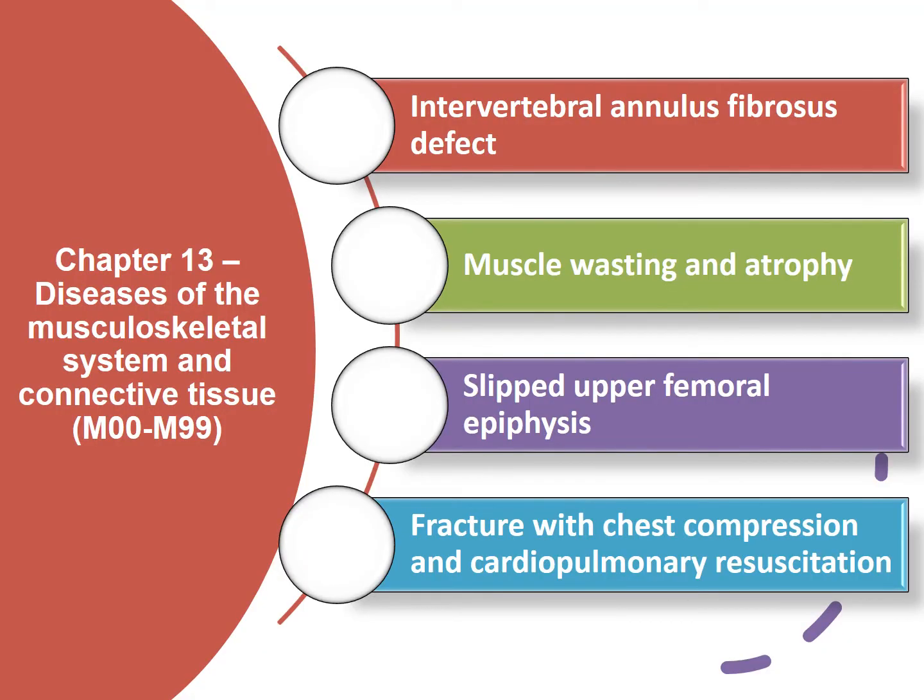Coming to the changes. New codes have been added for intervertebral annulus fibrosis defect and muscle wasting and atrophy of the back. Slipped upper femoral epiphysis codes have been revised and new codes have been added to include the stability of the slip. And for chest fractures associated with chest compression and cardiopulmonary resuscitation, new codes have been added.